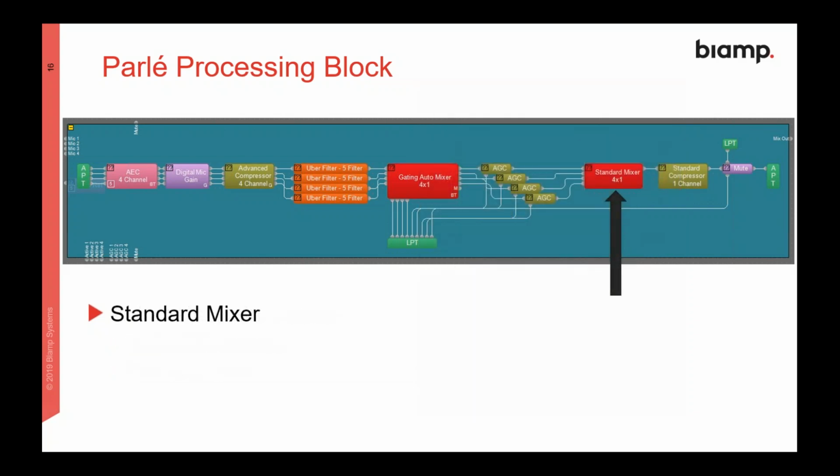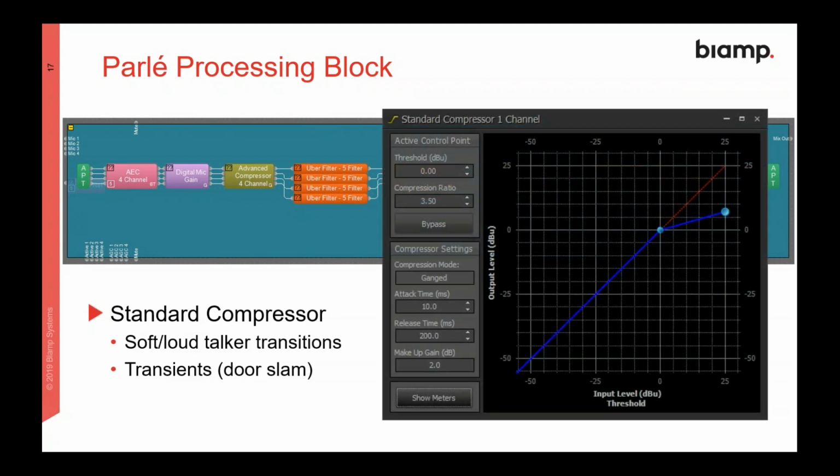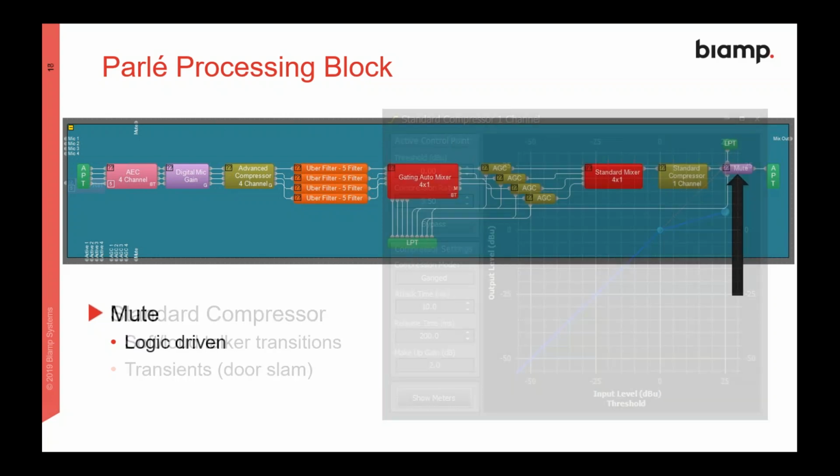So then in here, we mix all of that back together. Then we run into a standard compressor, which is there to get rid of really quick, loud transients. So if you have a door slam, if you have somebody that suddenly talks really loud after someone that's talking quietly, then the AGC is going to be a little bit slow to kind of catch up with that. So this compressor is there to catch those transients and turn them down to make it a little bit more comfortable for the person on the far end.